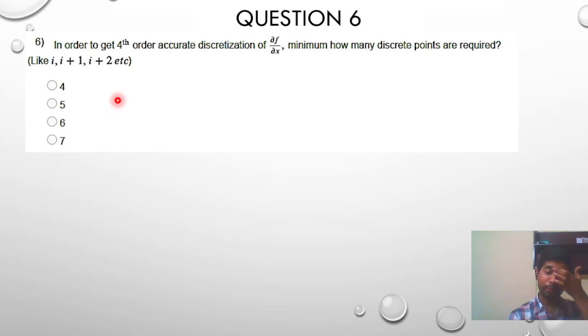You people can answer this. I have already given the answer in question number 4. What should be the answer for this? In order to get a fourth order accurate discretization of ∂f/∂x, minimum how many discrete points should be there? Fourth order discretization of the first order derivative, f dash. Can you write down in the chat box what should be the answer? I have already discussed the answer for this.